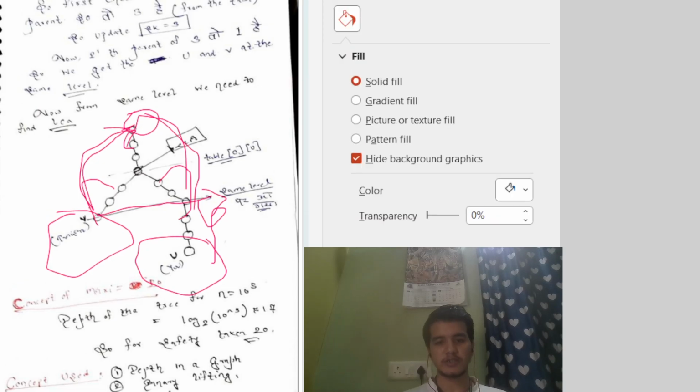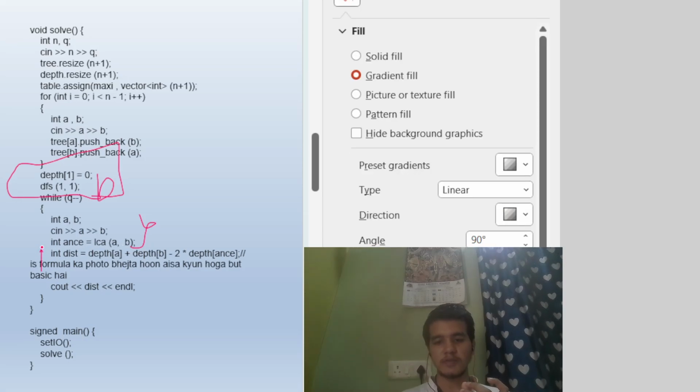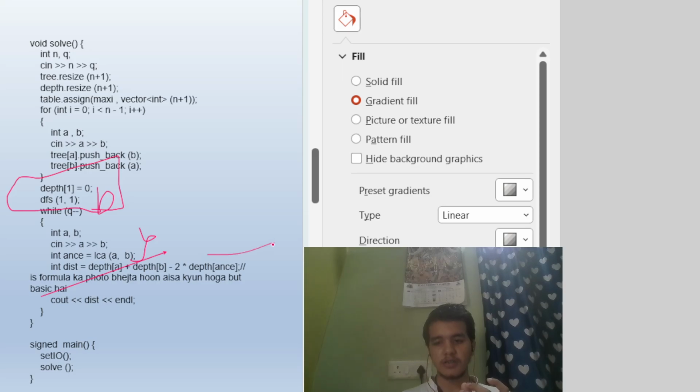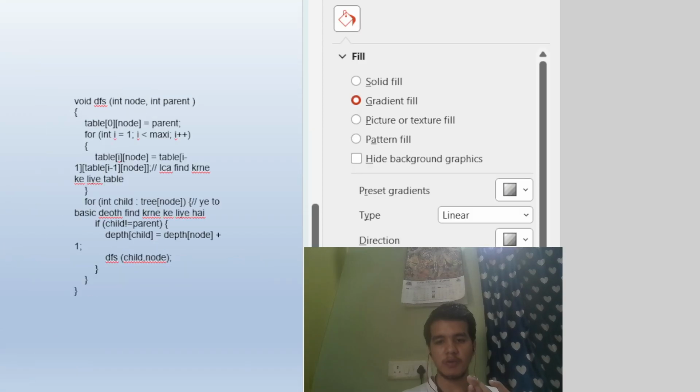So let's first see the code. Here we have created the solve function by which we are connecting the edges A and B. Now this function is for finding the depth of any node, which is very common. After that, we need to find the LCA, and this is what we need for calculating this formula. This will be the answer, but the basic concept we need to know is the LCA. So let's see the code of LCA, how we will solve that.